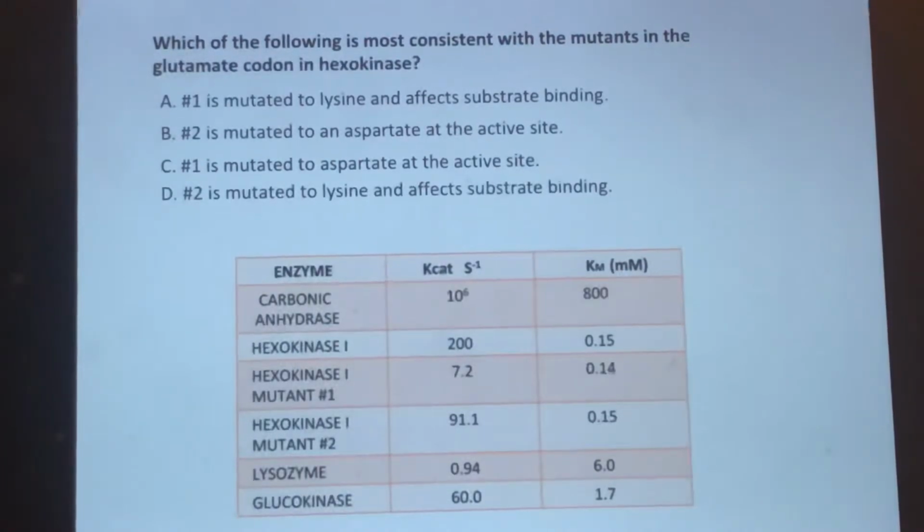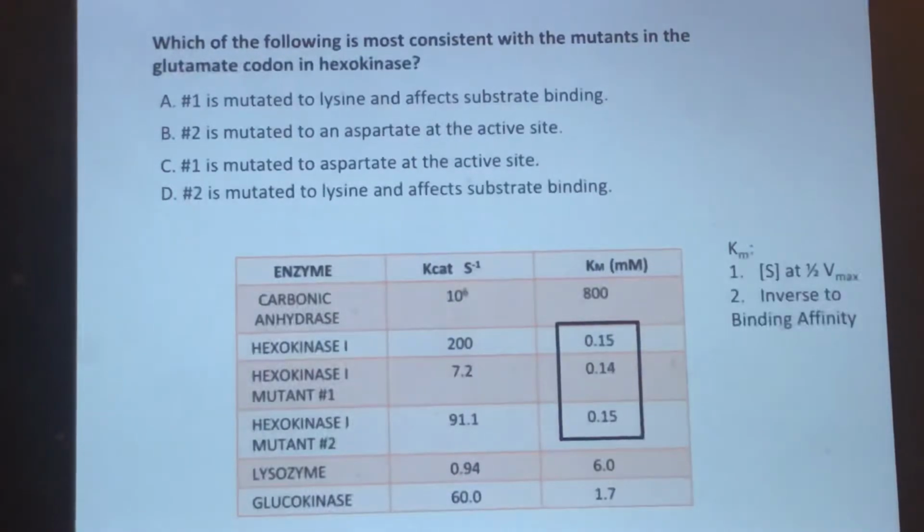So what do we do? You see the data, and only 3 of the entries matter. That is the hexokinase 1, the mutant hexokinase number 1, and the mutant hexokinase number 2, and you're given KCATs and KMs. So when you see tables like this, look for the data that is similar as well as different, and when we do that, we see the KM values for wild-type hexokinase 1 and the 2 mutants are pretty similar. So what does that mean?